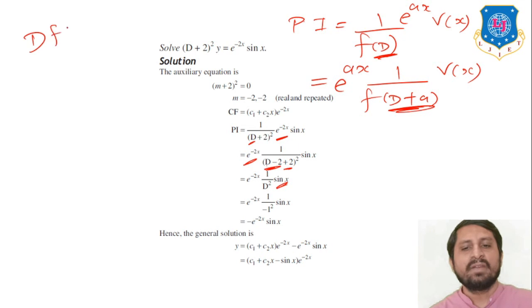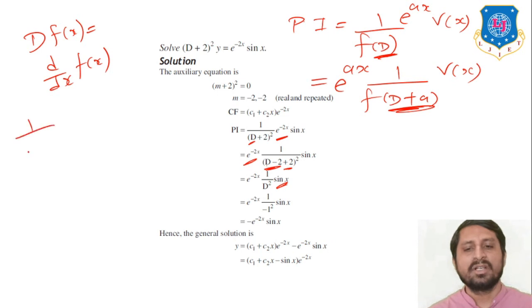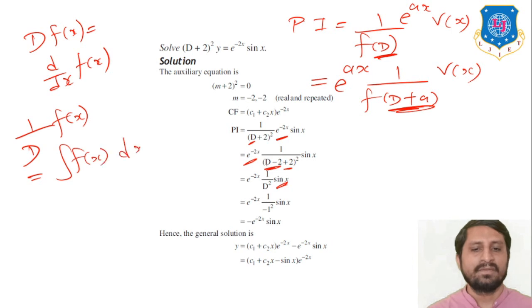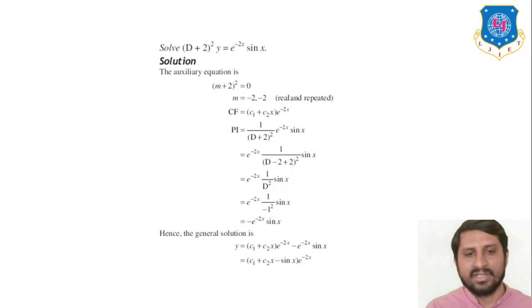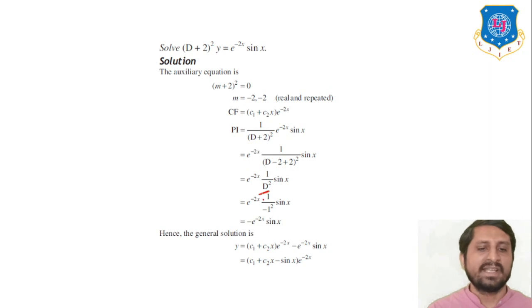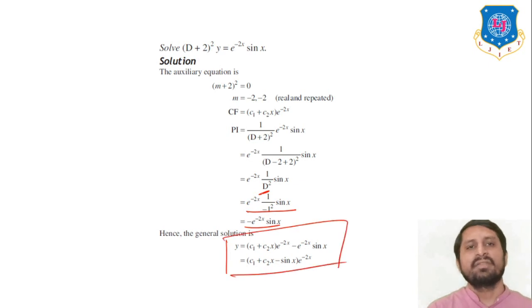Now we know that D into f of x is the differentiation of f of x. Similarly 1 upon D into f of x is just the integration of f of x, clear. Similarly D square f of x is the second derivative, but 1 upon D square is the second integration. So here you will get 1 upon D square of sin x, the second integration of sin x. The first integration is minus cos x, and then the second integration is minus sin x. So e raised to minus 2x into minus sin x, so minus e raised to minus 2x into sin x. And the final answer is the complementary function plus the particular integral.